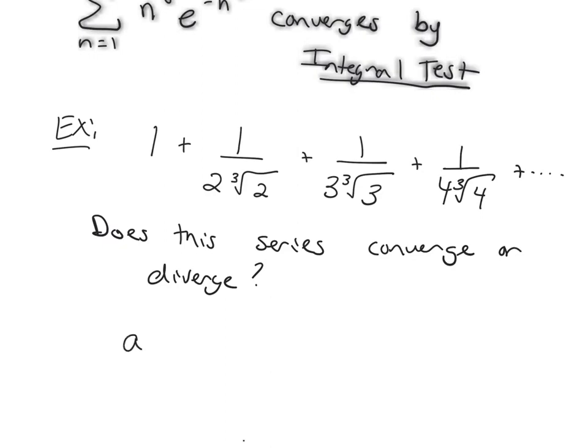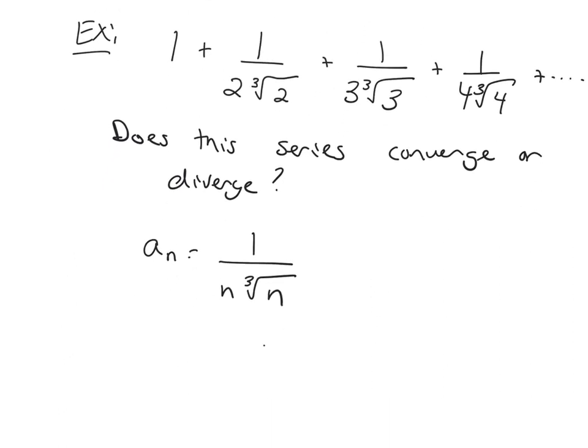What does it look like the pattern is? My term a_n is 1 over n times the cube root of n. Exactly. So it looks like what I'm doing is I'm taking this series here. It starts at 1 over n cube root of n.